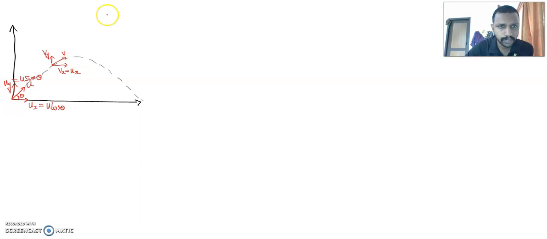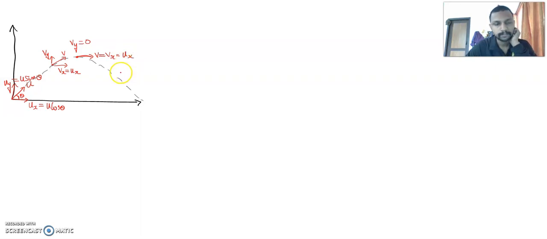And if you are analyzing at the highest point, the instantaneous velocity will have a direction in this manner. This should be the instantaneous velocity. And you can see the vertical component of this particular instantaneous velocity is 0, since it is not having any vertical component, and you can clearly understand the horizontal component is the instantaneous velocity itself, and that is ux itself.